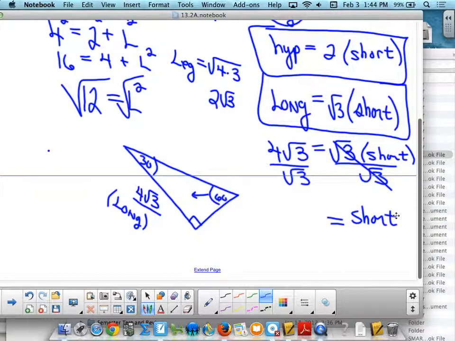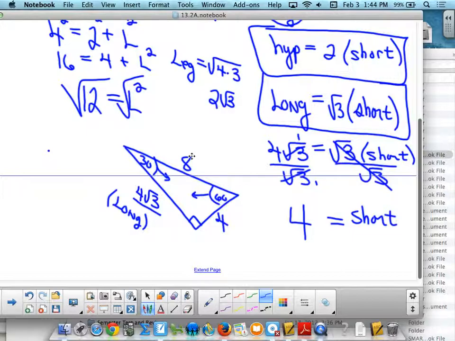What's the square root of 3 divided by itself? 4 square root of 3 over square root of 3. 0? Well, it's not 0. It's actually 1 over 1. 4 times 1 is what? 4. So the short leg, opposite of the 30, is 4. Do I need to use my formula? The hypotenuse, that's 8. Twice the short leg is 8. Sorry guys, I didn't mean to make it that easy. It just became that easy.